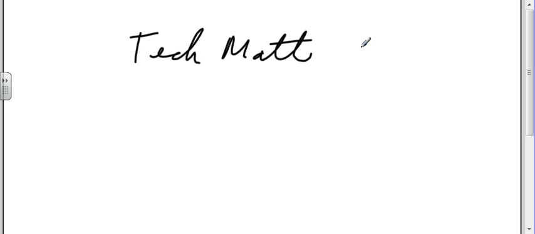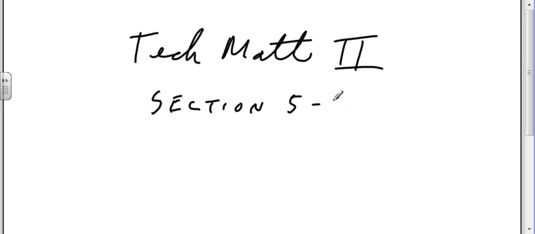Okay, so this is Tech Math 2, and we're going to do section 5-4 today. All right, so what is this section? Equivalent fractions? Well, it looks like what we're going to do is something weird.